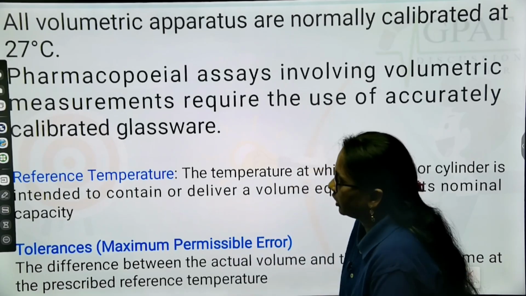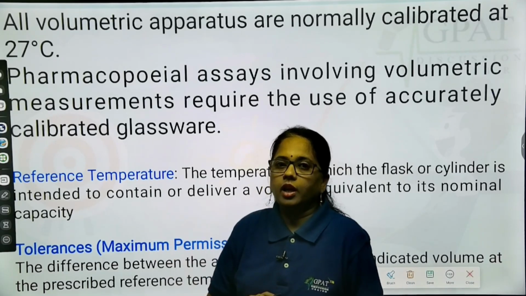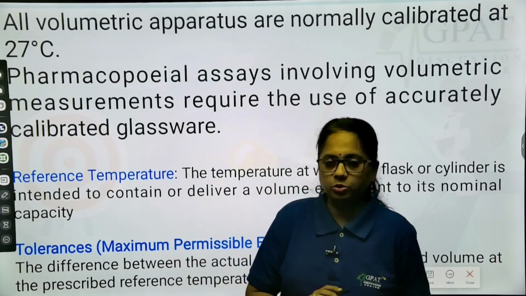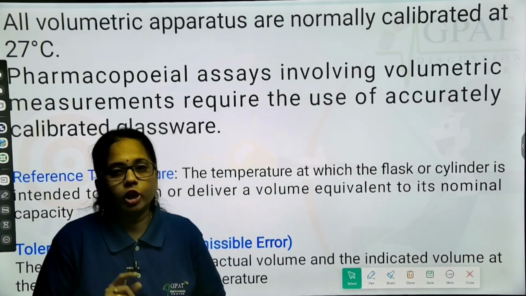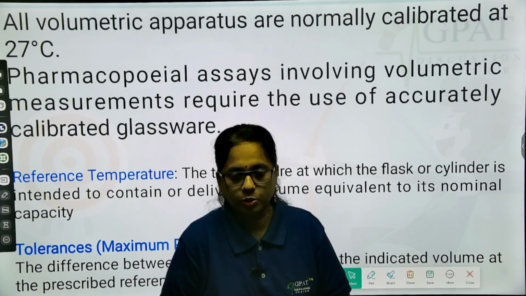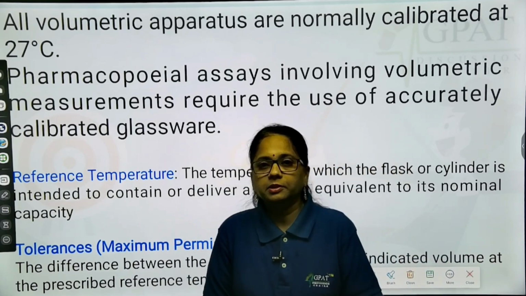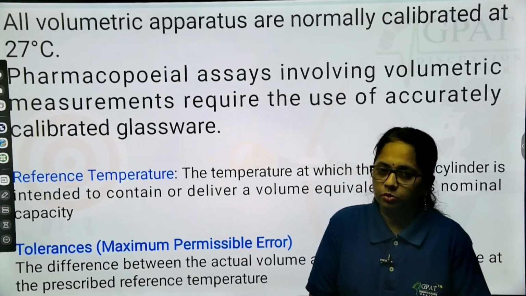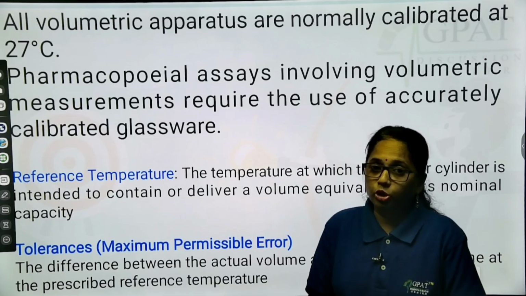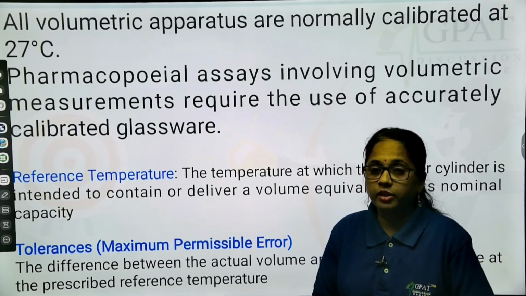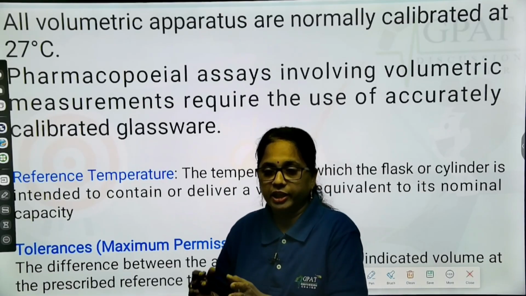So what it means is you need to use only properly calibrated glassware for the particular assay. Okay, so the pharmacopoeia suggests proper calibration, and they also give the different procedures, and in that they have mentioned the tolerance as well as the reference temperature, because this glass is going to be majorly affected by temperature. So we need to worry about temperature, and how it may affect the volume of the solutions at any condition, at any stage.